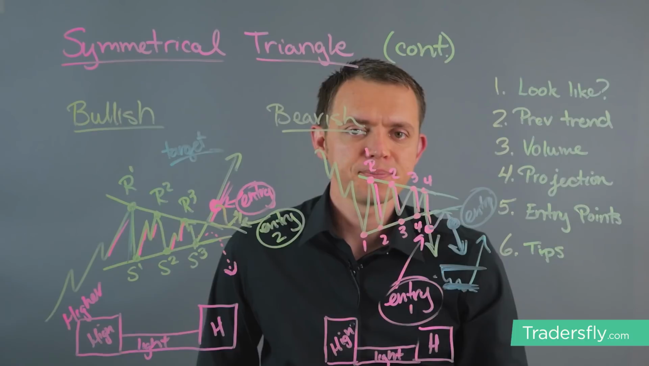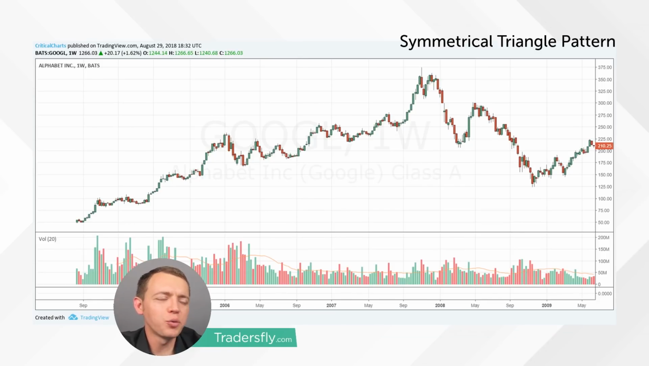So welcome back to the screen, and here what I'd like to do is share with you a symmetrical triangle pattern example, so that way you can see what it looks like with some bars and ticks. Now here we have an example of Google around 2006, 2007. The stock continued to move into higher prices.